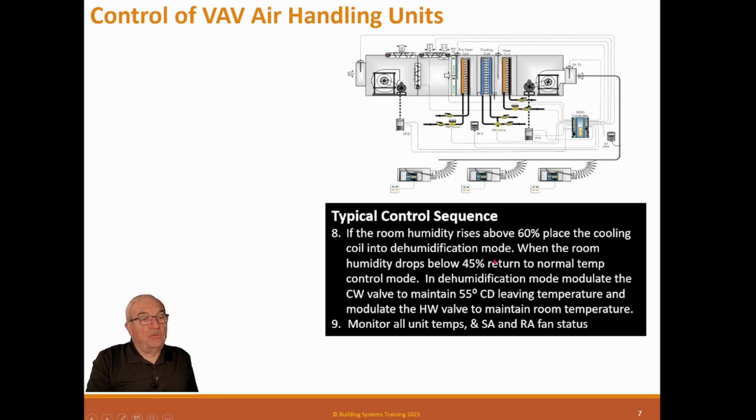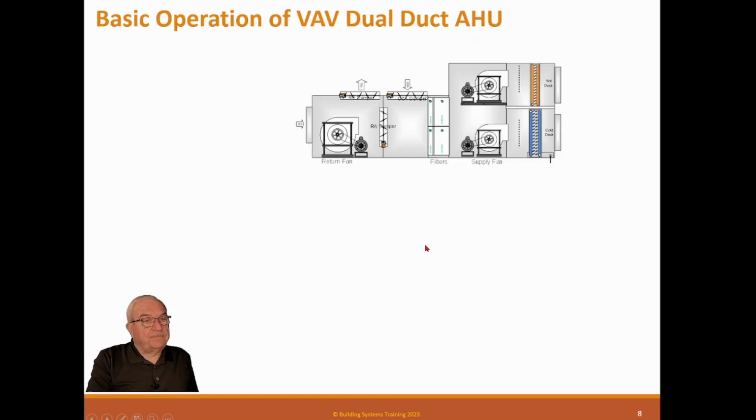mode. So if the room humidity rises above 60%, place the cooling coil in dehumidification mode. When the room humidity drops below 45, return to normal temperature control mode. In dehumidification mode, modulate the chill water valve to maintain 55-degree leaving temperature and modulate the hot water valve to maintain room temperature. Monitor all unit temps, supply air, return air, fan status. So this is a pretty good unit. It's a pretty good sequence of controls.